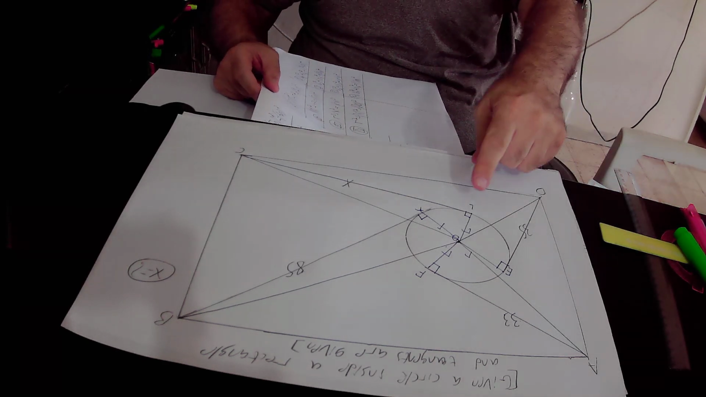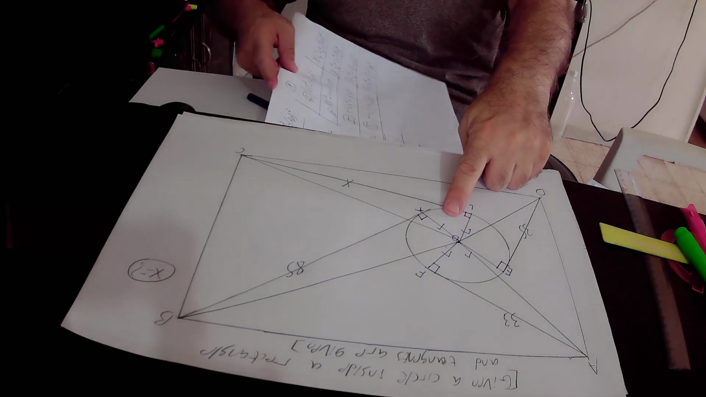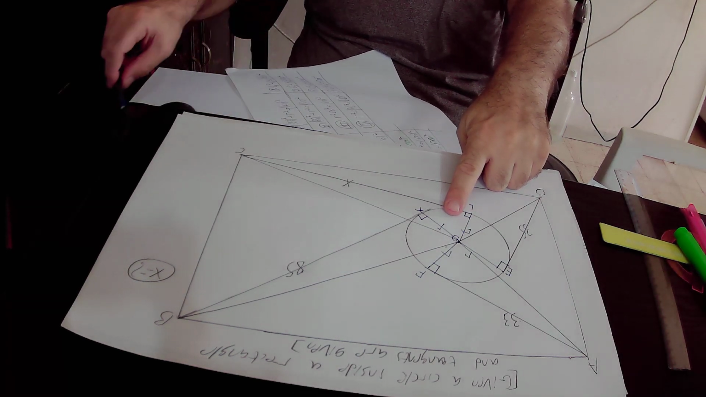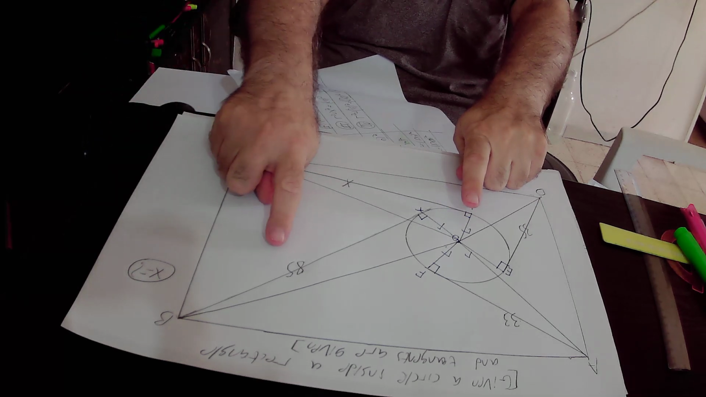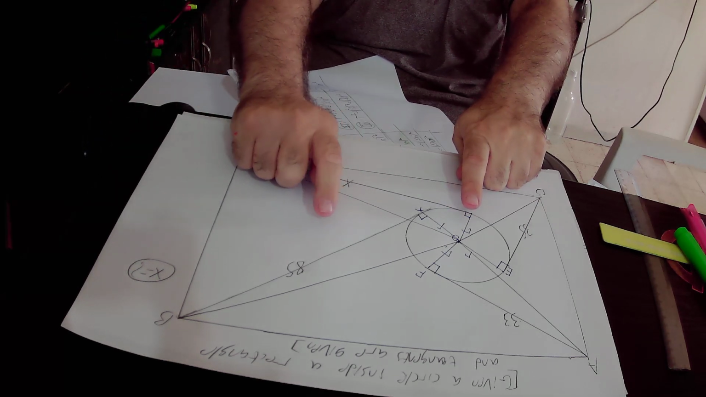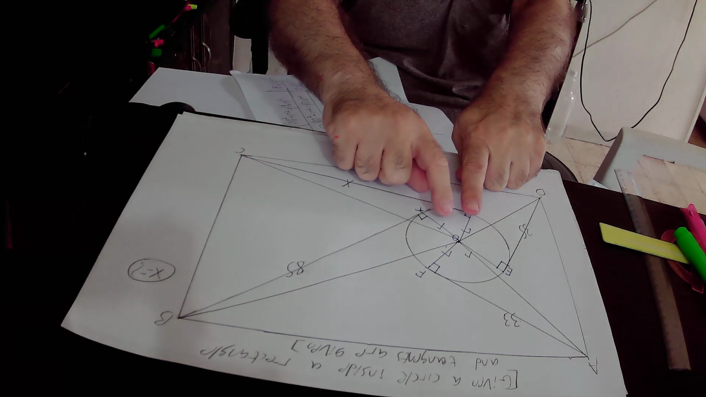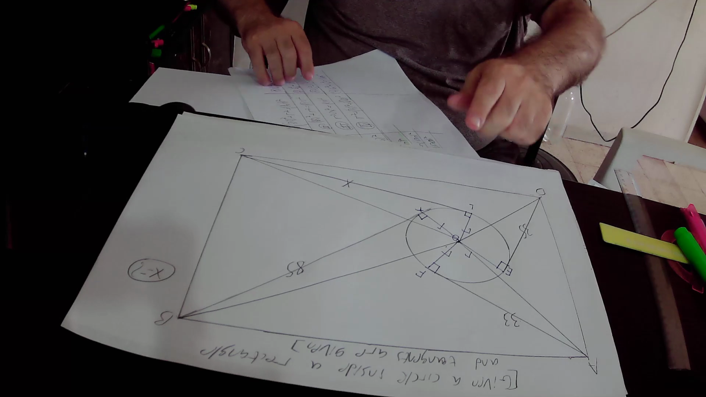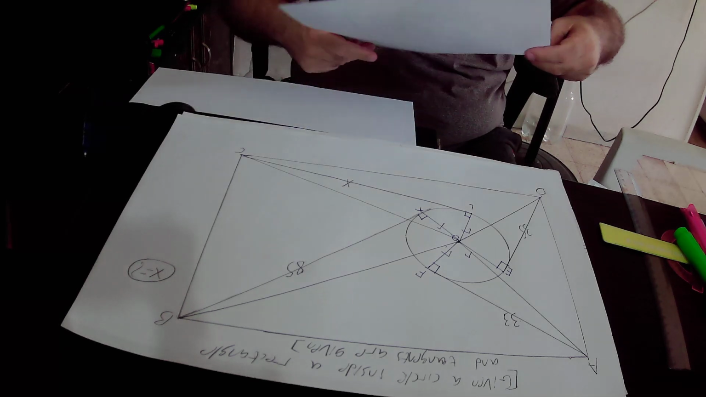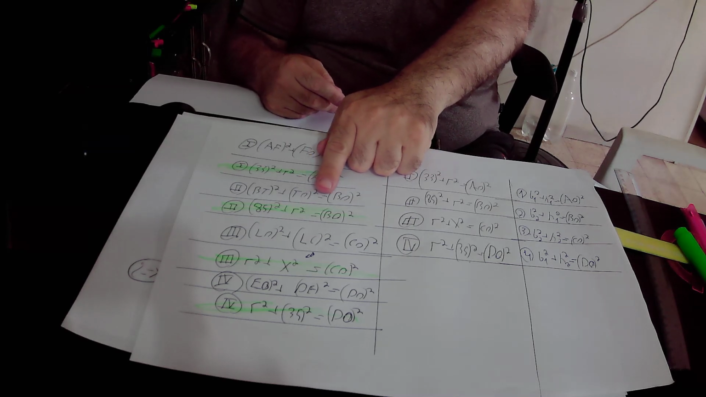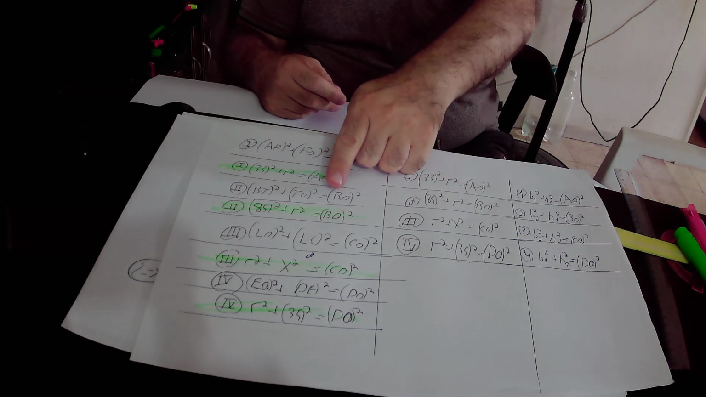BT equals R, therefore BT square is R square, plus TB square. TB equals 85, therefore TB square is 85 square, and it is equal to the square of the hypotenuse, that is OB square. So in conclusion, we found out that according to equation number 2, 85 square plus R square equals BO square.